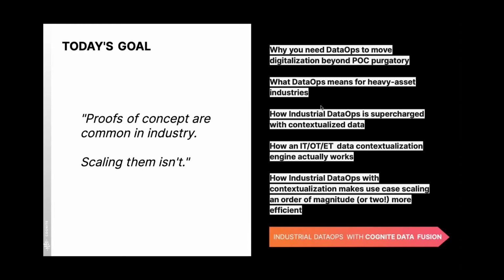So very briefly on today's goal, what we are seeing in the industry around us, across our customers and across the market at large, is that proofs of concept are very common in our industries. Scaling a proof of concept isn't. And this is the topic of today's webinar: how to go about addressing this and moving from POC Purgatory into a live production environment and, above all, at scale.